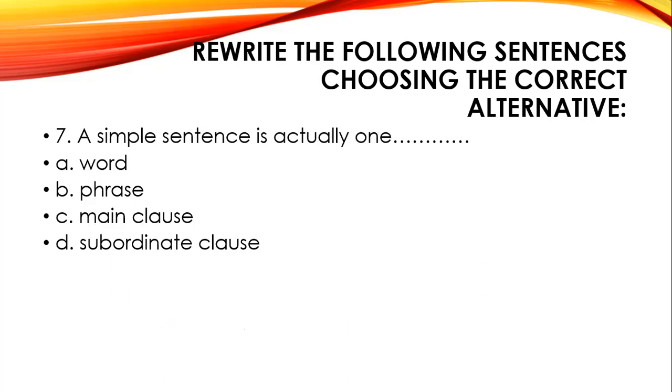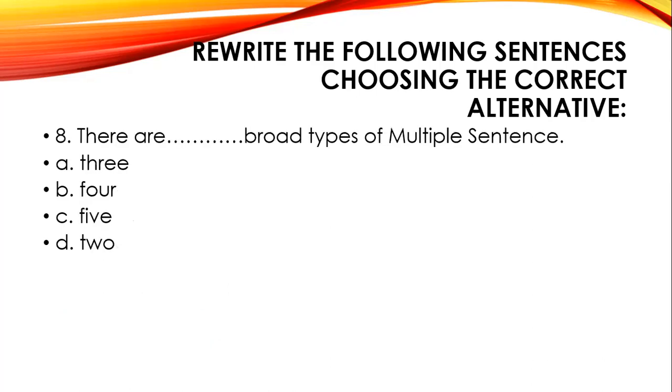Number 7, a simple sentence is actually one dash dash. Option A word, option B phrase, option C main clause, option D subordinate clause. And the correct answer is option C main clause. So a simple sentence is actually one main clause.